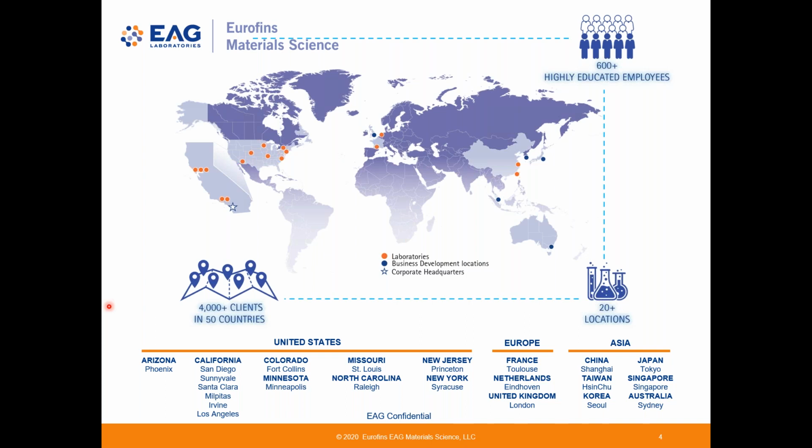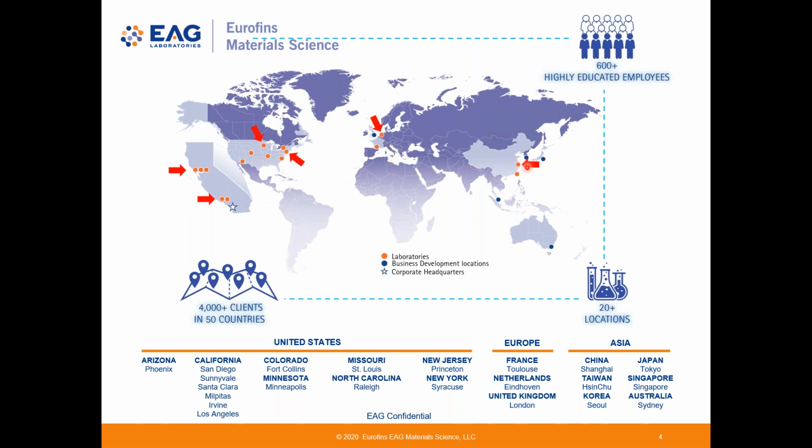And this is especially true for Auger instruments, where we have them located here in Sunnyvale, California, down here in Los Angeles. We have multiple systems in Minnesota and in New Jersey, and we also have systems in the Netherlands and in Shanghai.